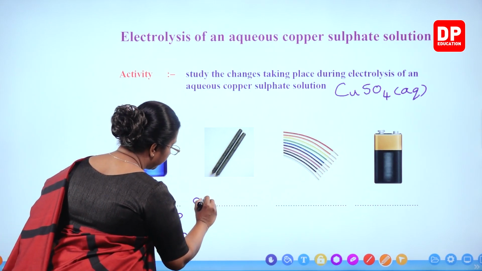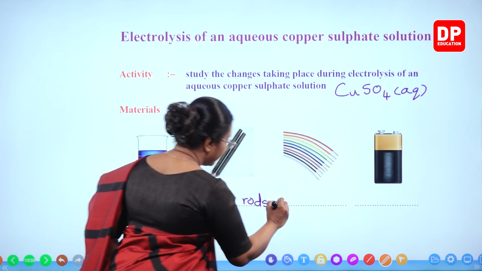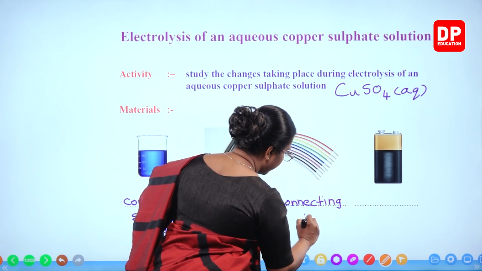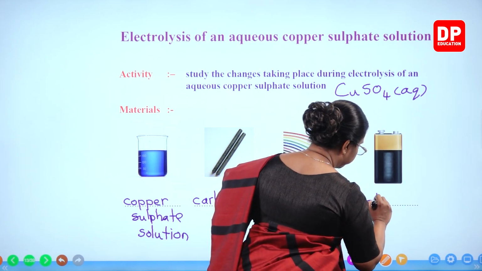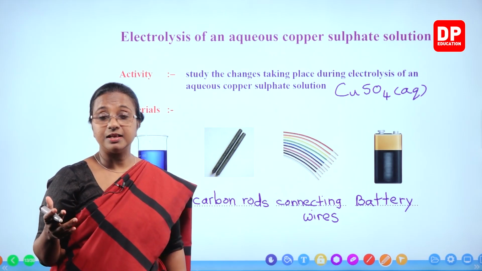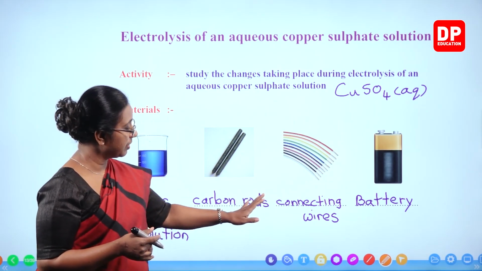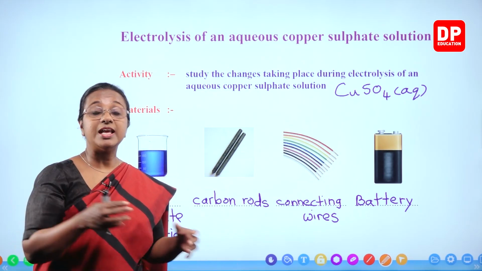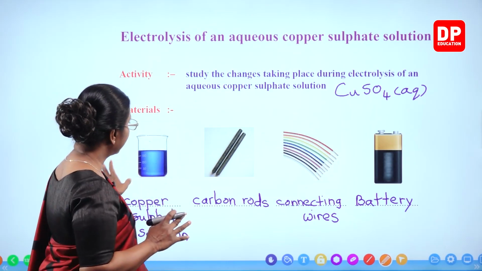Then we need carbon rods as the electrodes, connecting wires, and also a battery. A 9 volt battery, a dry cell, or if you can get a power supply with 9 volts, that is also fine. So we need copper sulfate solution, carbon rods, connecting wires and batteries, and also crocodile clips to connect the electrodes with the connecting wires and the battery as well. So that is what we need.